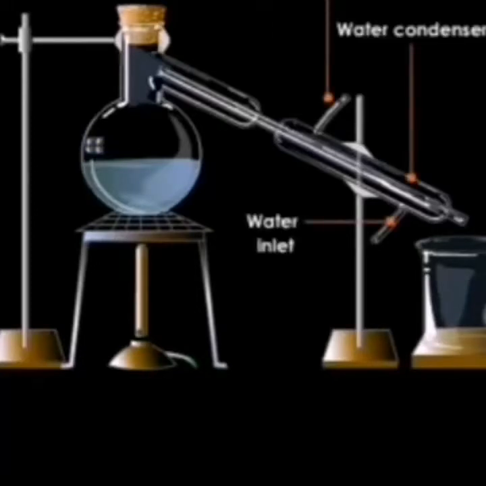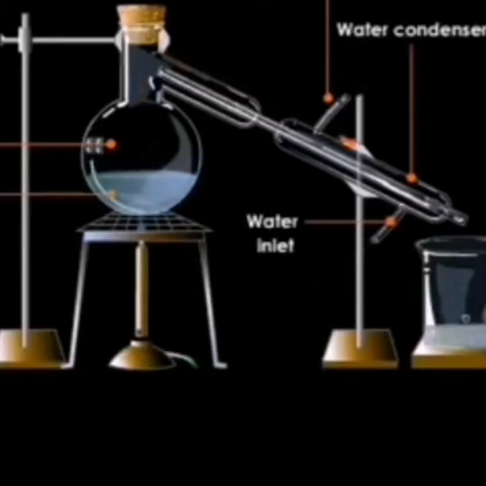Let's see the demonstration. Take some salt water in a retort and heat it till the water gets converted into steam. The steam is collected in a beaker which is connected to the retort as shown here. The steam condenses into drops of water and the salt is left behind in the retort.